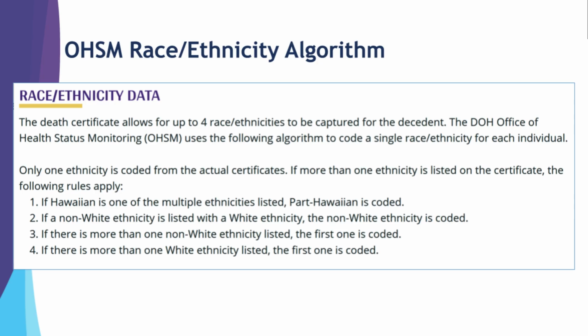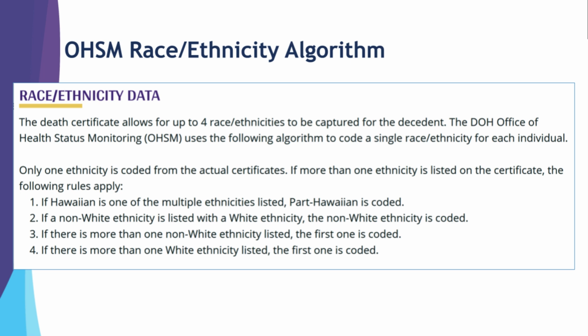To give you an idea of the rules that we follow for ethnicity, this is the Office of Health Status Monitoring race ethnicity algorithm. Because the death certificate allows up to 4 race ethnicities to be captured, there must be a set of rules in place for coding to a single race ethnicity. Here are those rules for deaths that list more than one race ethnicity.